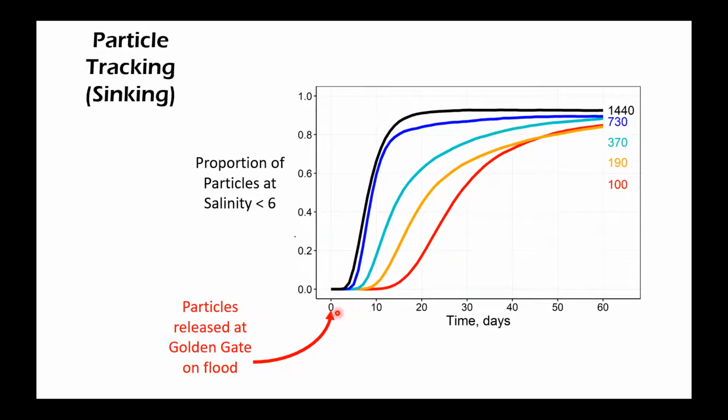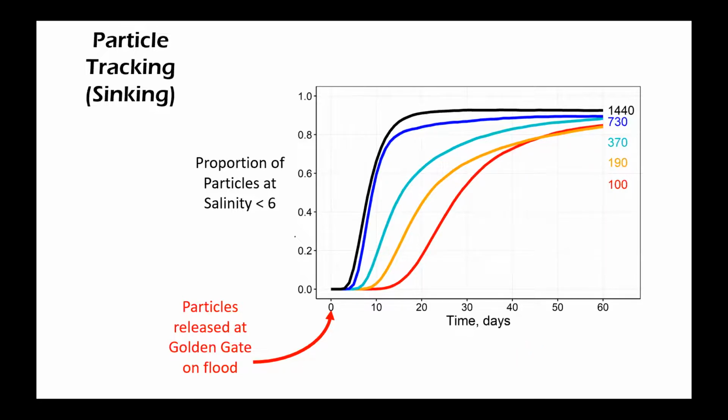Particles released at the Golden Gate. And at the highest flow, 1,440 cubic meters per second, they got to salinity less than 6 in about 12 to 14 days. And at a flow of 100 cubic meters per second, it took them quite a long time to get up there. And by the end of this model run, at 60 days, they were not there yet.